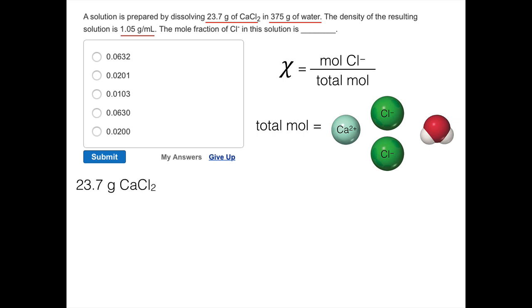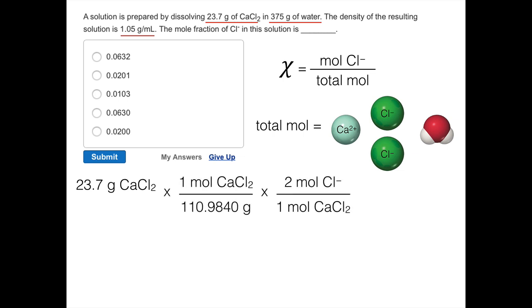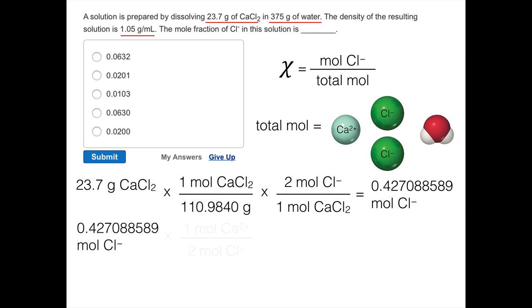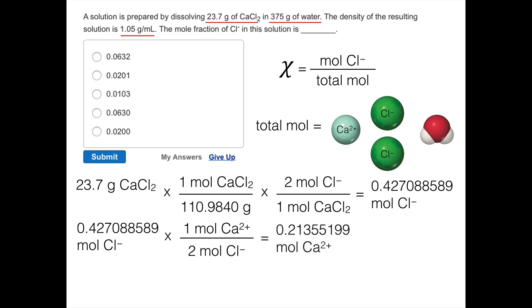So let's take our 23.7 grams of calcium chloride, convert that to moles, then convert from moles of calcium chloride to moles of chloride to give 0.427 moles of Cl-. We can then calculate the concentration or the number of moles of Ca2 plus from the moles of Cl-. There are 2 moles of Cl- for 1 mole of Ca2 plus. So the amount of moles of calcium 2 plus is going to be half that of the chloride ion.